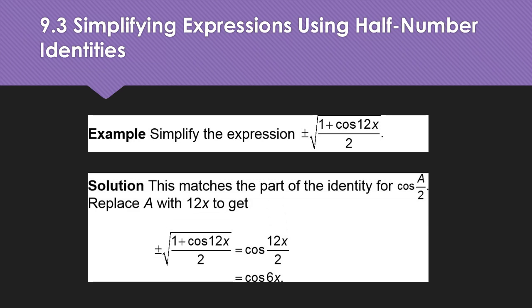Okay, this matches up to the cosine of an angle over 2. So A is going to be replaced by 12x. So we have the cosine of 12x over 2, which is the cosine of 6x.